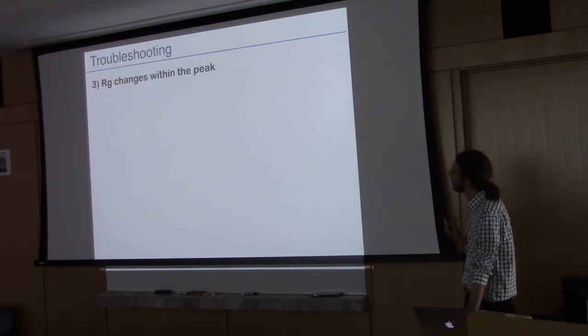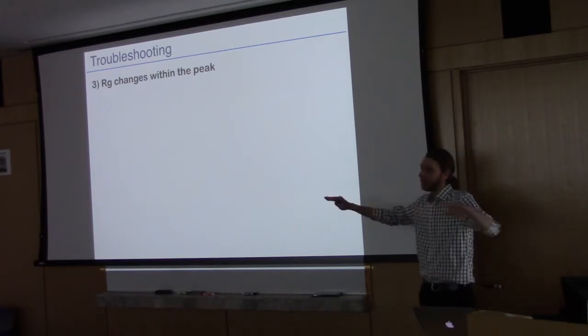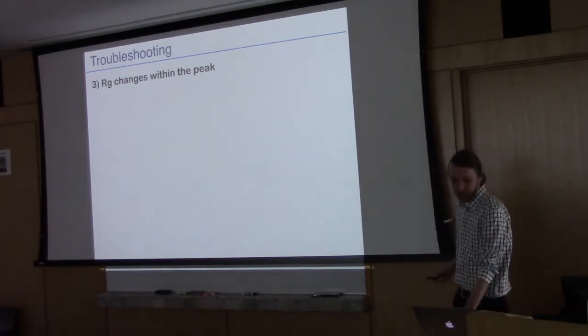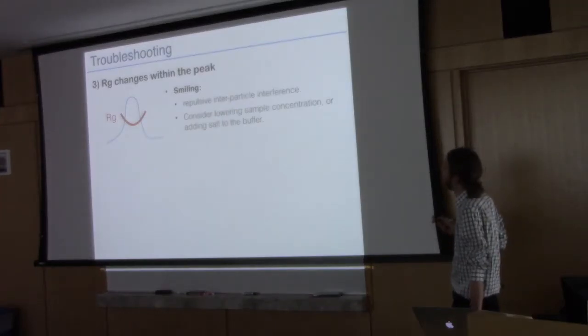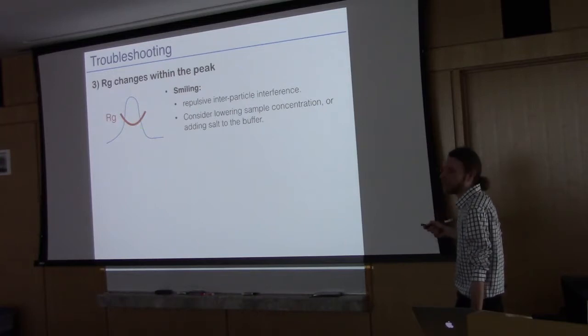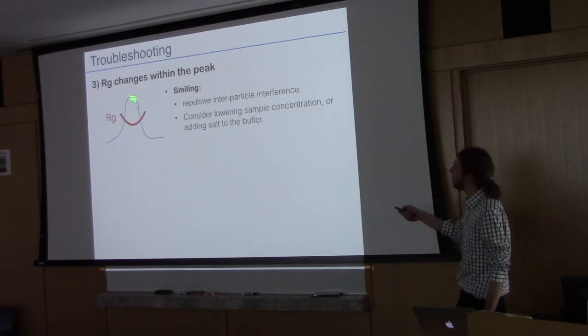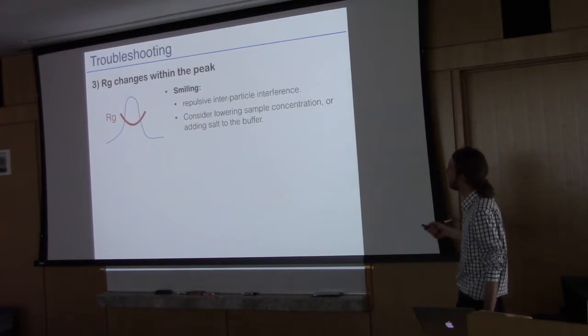And okay, another thing, so I showed you that Rg plot before, and the ideal situation is where you have a nice flat Rg, right? But often that's not what you see. Remember that there are concentration-dependent effects in SAXS. And in this, as your peak comes out, the protein concentration is changing. So when you have a lower Rg at high concentration, that means you have a repulsive interparticle interaction, potentially.